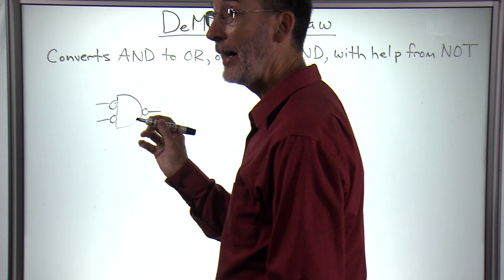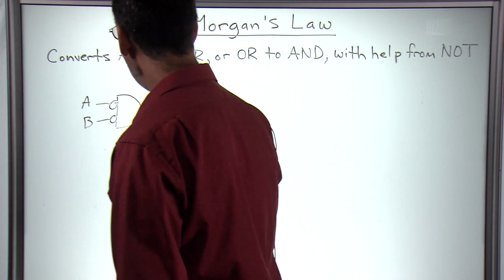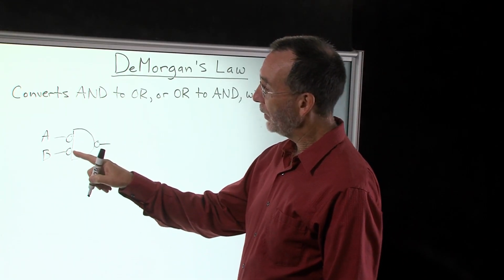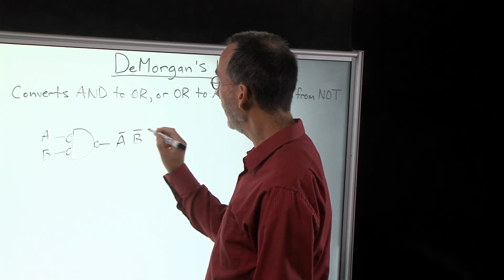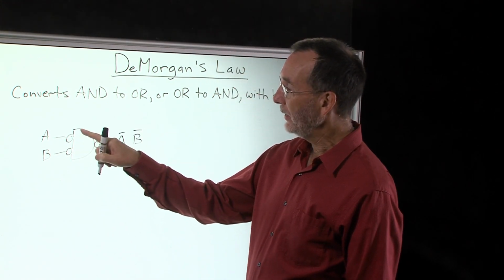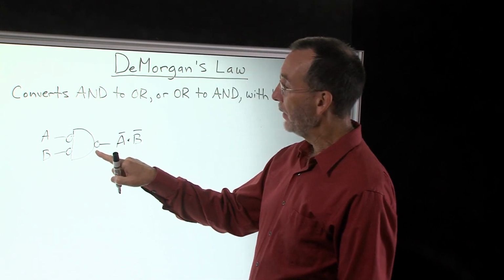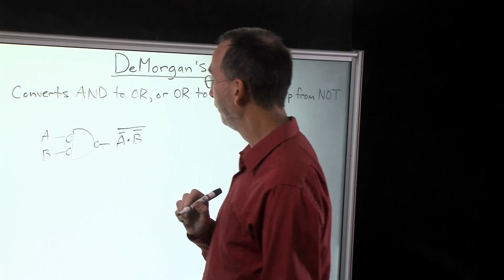It's a two-input AND gate, so I have two inputs. Let's call them A and B. Now, what do we have here at the output? Well, first of all, we've inverted both of our inputs, so we have not A and not B. We've ANDed those. We have an AND gate here, so we have an AND. And then finally, we've inverted the output. So let's put a bar over that.